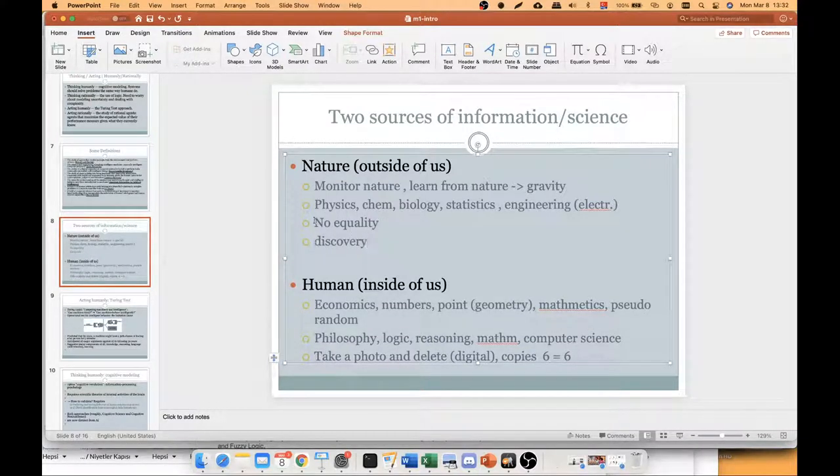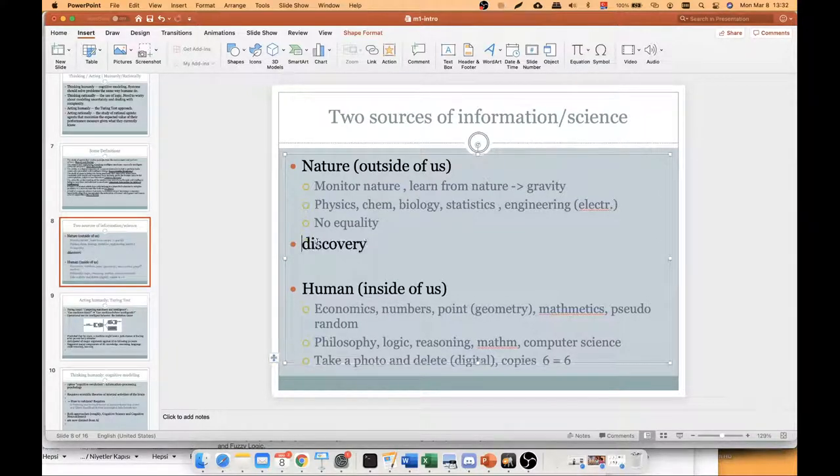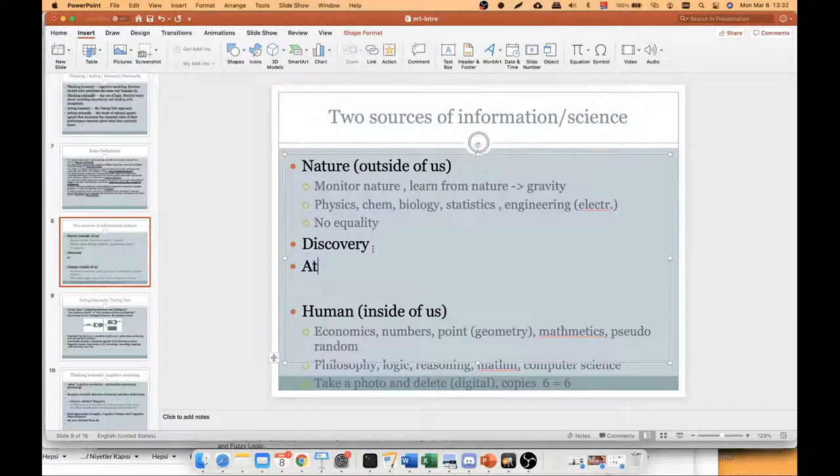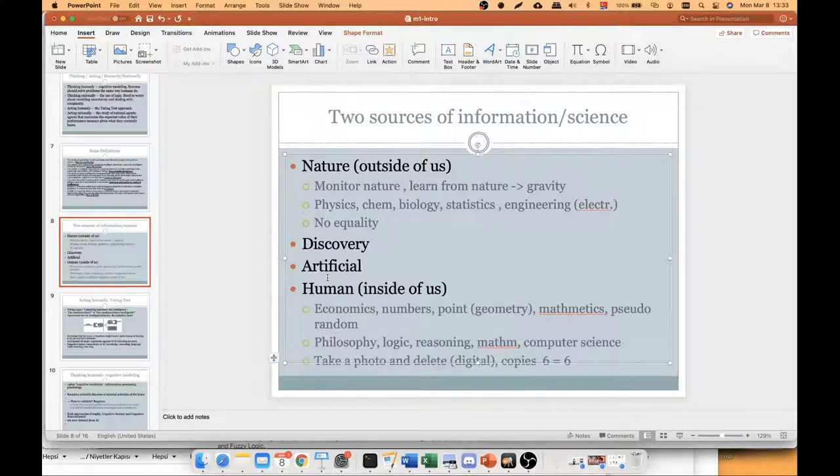Okay, so we are just trying to discover the rules of nature, and then maybe we are just formulating them using the mathematics. So the discovery means that we just get something from nature to the inside of us. Okay, so discovery means from the nature to the human. And artificial means that, okay, let me put these things as an operator in here. And artificial means from inside to the nature. Okay, so in the artificial, what we try to do is, we have some mechanics inside of us and we are applying them to the nature.